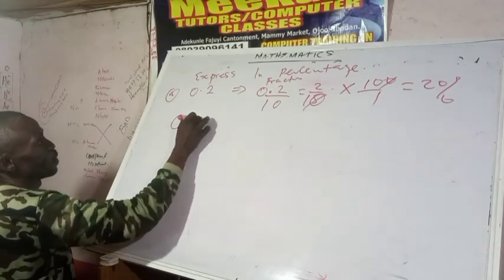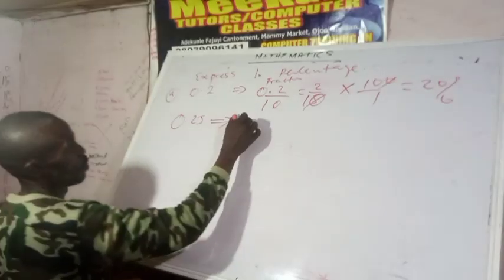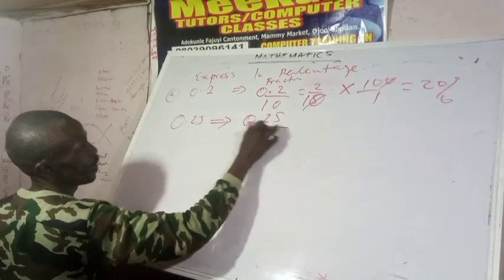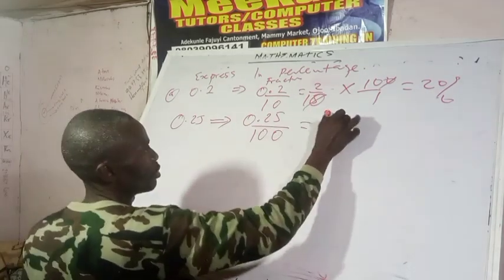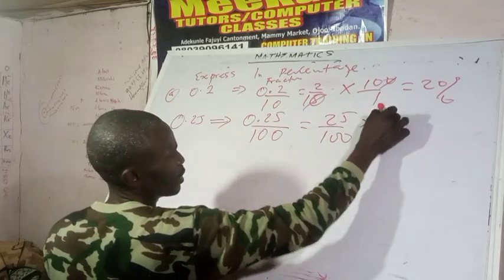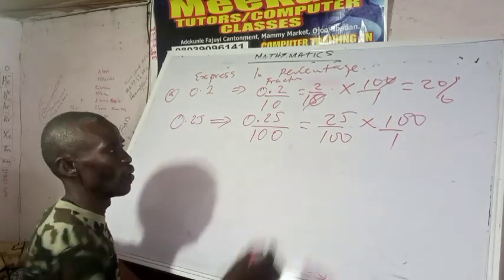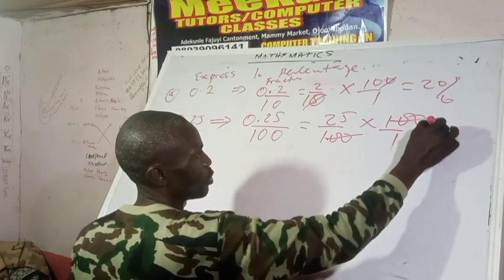If you have 0.25, you have to convert it. This one becomes 0.25. The point becomes 1, and this becomes 0, 0. What do you have? 25 over 100 times 100 over 1. Of course, 0 cancels 0, and what do you have? 25%.